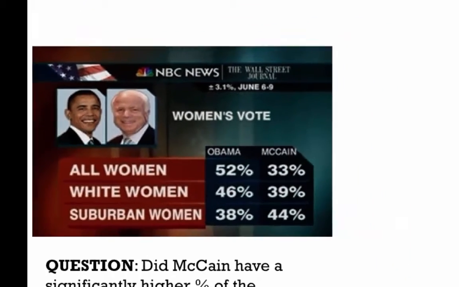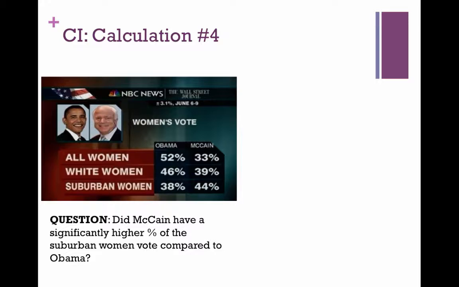So this is a poll of likely voters, likely women voters, and who they were going to vote for. So the question is, did McCain have a significantly higher percentage of the vote compared to Obama among suburban women? So we see that Obama had 38% of the suburban women's vote, whereas McCain had 44% of the suburban women vote. I want to know, did McCain have a significantly higher percent of the vote among this sample of women? See if you can work through this problem and see if you can answer yes or no and justify using the data.